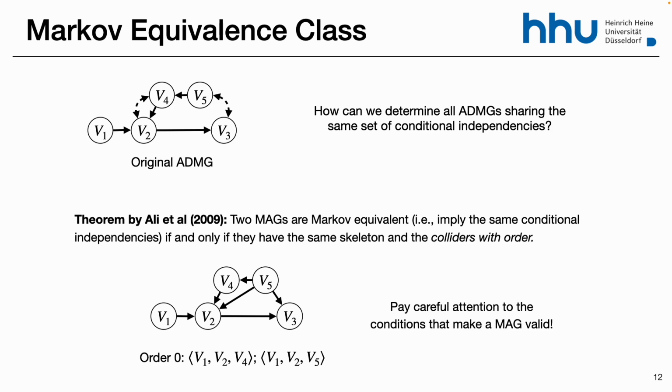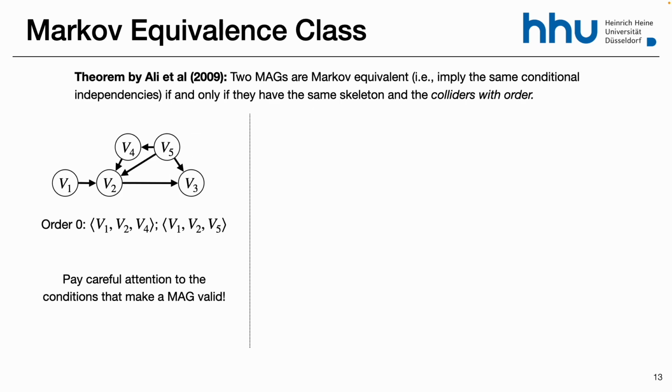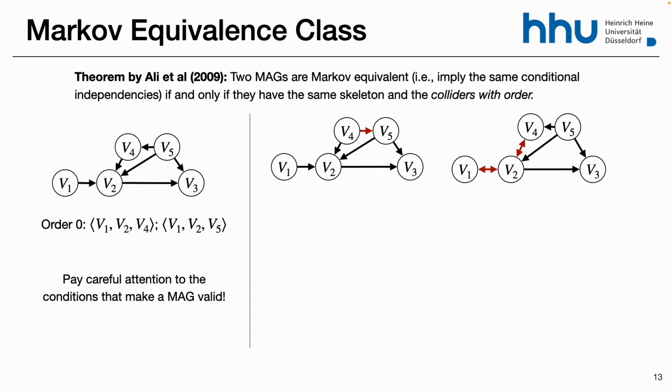But let's keep it simple. If, for example, I start applying this criteria to create different MAGs that are Markov equivalent to the first one, what I need to do is just make sure that I'm not creating any colliders with order. So I keep just this as the set of colliders with order. It has to be the same set, and I cannot violate the conditions of a MAG. In the first one, I just changed from V5 to V4, and now it's V4 to V5, in red there. You see that's not creating colliders, so it's still fine.